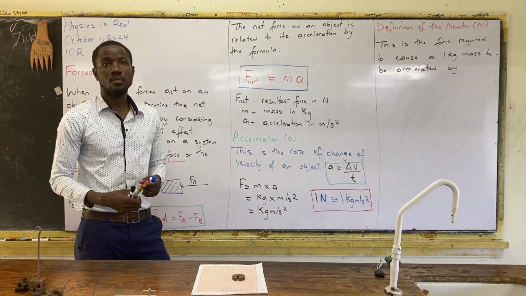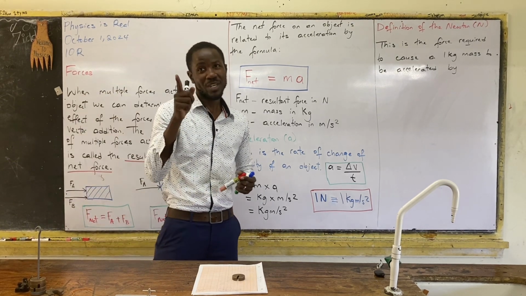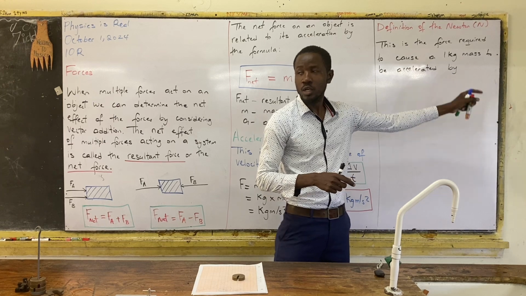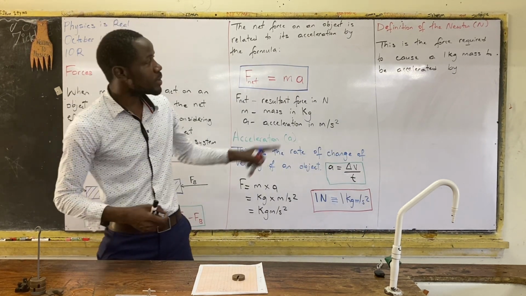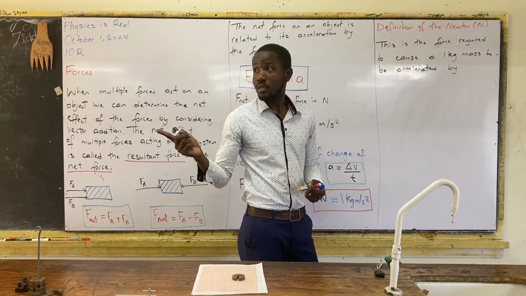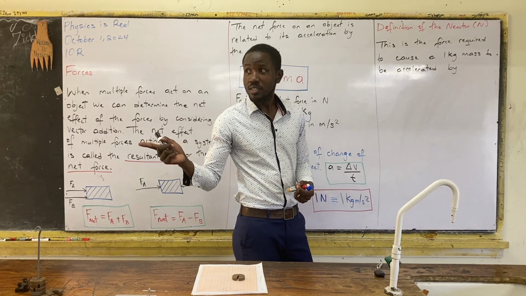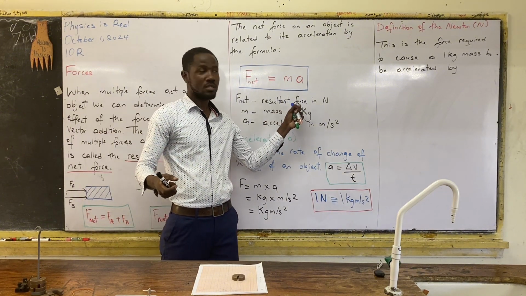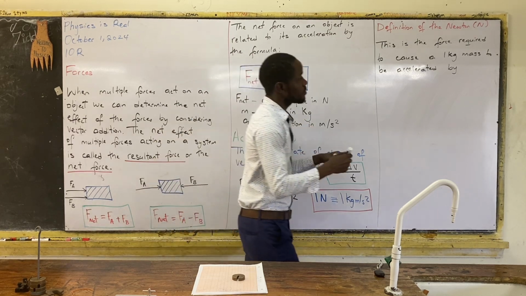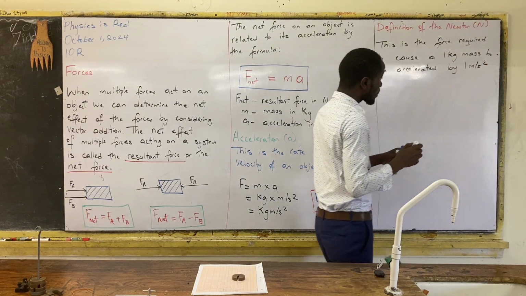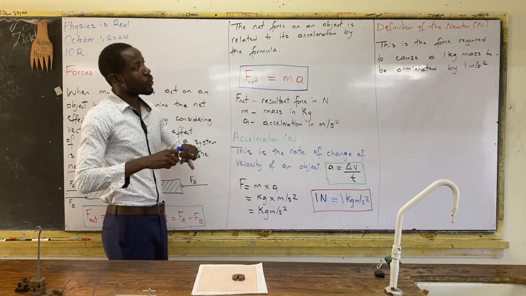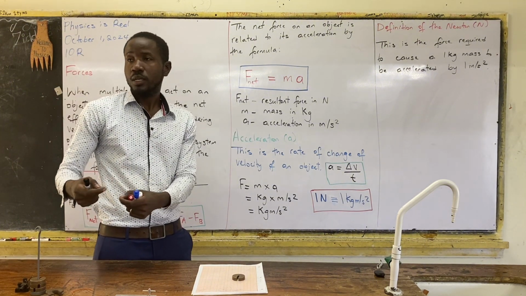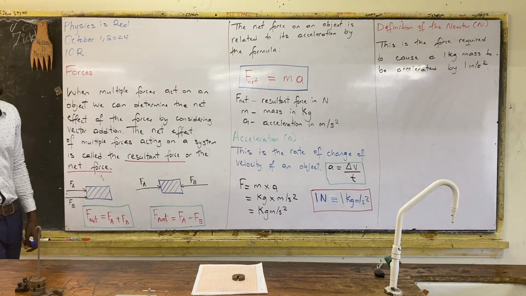Or by what acceleration? Again, we're trying to establish a definition for the Newton. It's the force required to cause a 1 kilogram mass to be accelerated by how much? You have the number right, but again we're talking about acceleration, so it must be what? By 1 meter per second squared. So the Newton is defined as the force required to cause a 1 kilogram mass to be accelerated by 1 meter per second squared. So if we have a force of 1 Newton, it will cause a 1 kilogram mass to be accelerated by 1 meter per second squared. Okay? So that's the Newton.